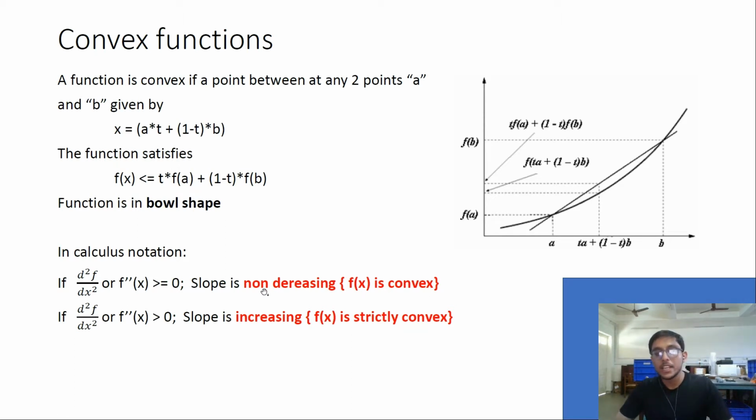So that means the slope is not decreasing, but it is not increasing also. So we have to say there that the slope is not decreasing. So this is the condition to include the horizontal line also in this scenario. So you can call that function f of x convex, but we cannot call it strictly convex. Strictly convex means the slope always has to increase.